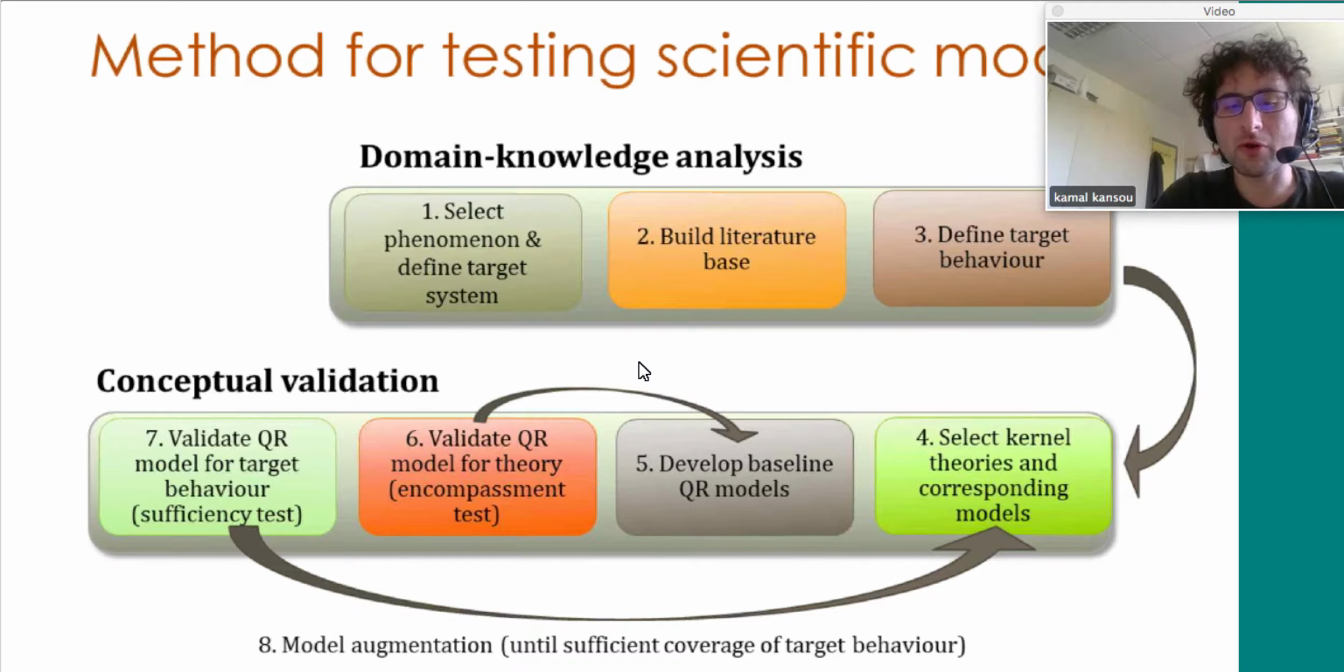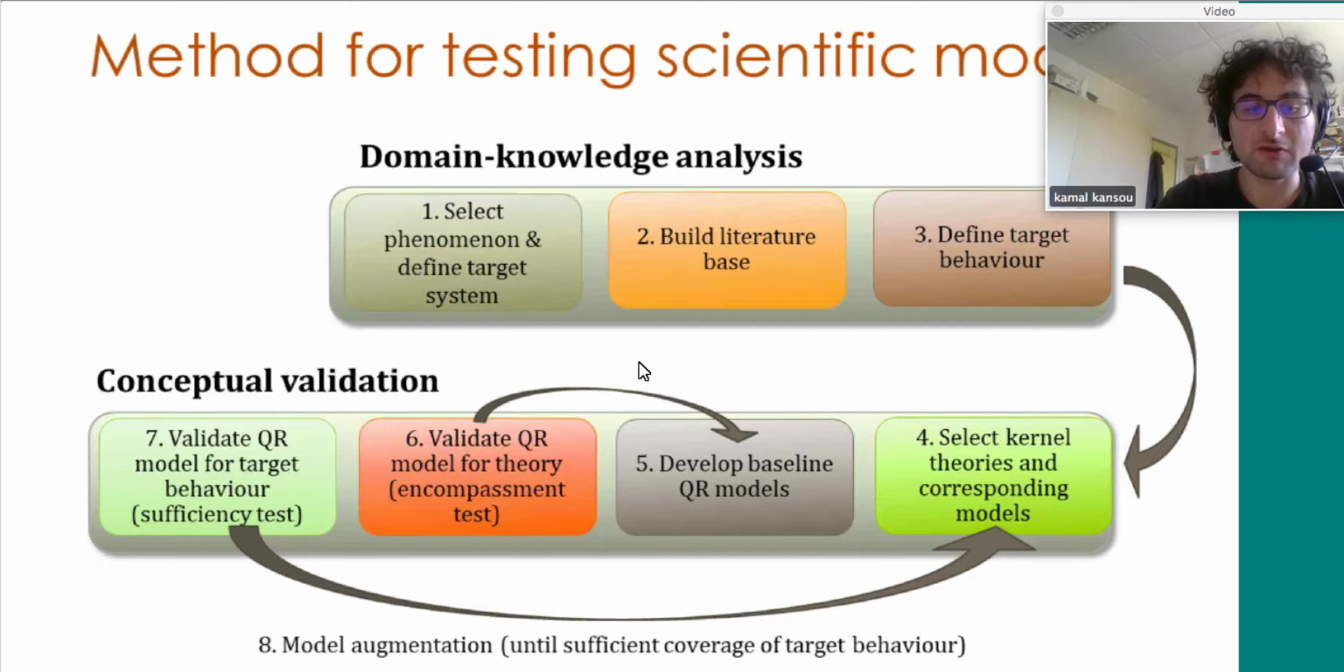Once your QR model has been validated and once you have shown that your QR model is a consistent representation of the initial theory, then you can test this QR model against the target behavior. This is what we call the sufficiency test, because here you assess whether or not your QR model can explain your target behavior, and if it's a possible or plausible explanation of the target behavior.